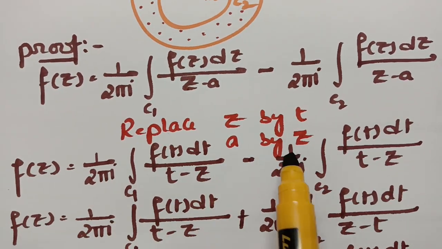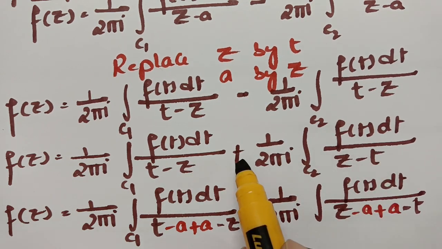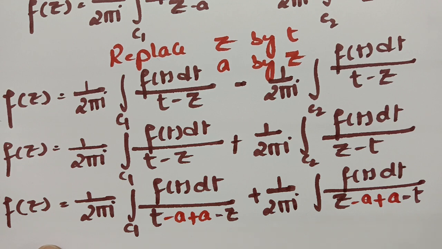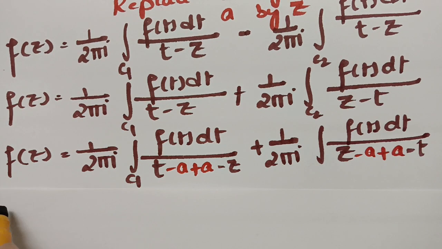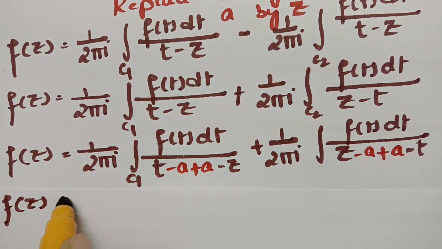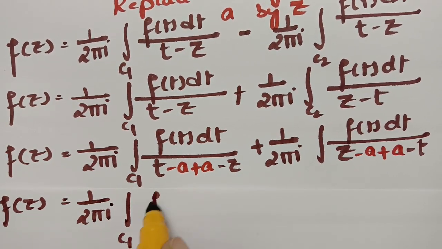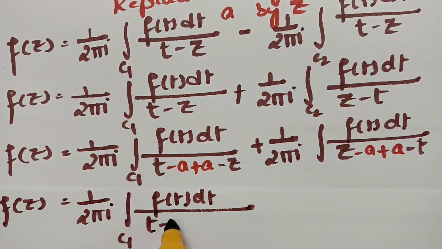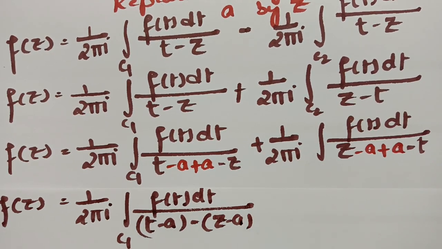and later I replaced z by t and a by z, and the next step I have taken is, I have taken minus common from the second integral, and I have introduced minus a and plus a in between t and z, and this time f of z is equal to, see here, f of z is equal to 1 by 2 pi i integral c1 f of t dt, and see here, this is t minus a. I am taking minus common from this.